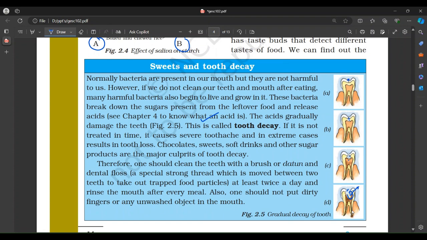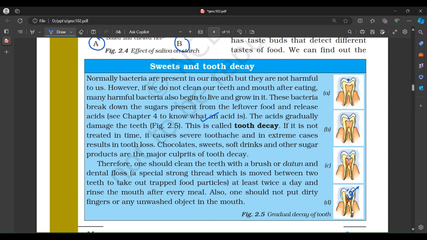If it is not treated in time, it causes severe toothache, and you will feel more pain while eating chocolates, sweets, anything you are eating. Because of these, you get toothache, and in extreme cases, we may even lose the tooth. Chocolate, sweets, soft drinks, and other sugar products are the major culprits of tooth decay. That's why we have to avoid them.